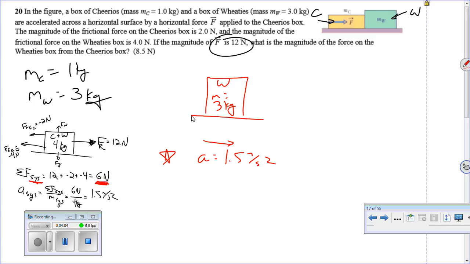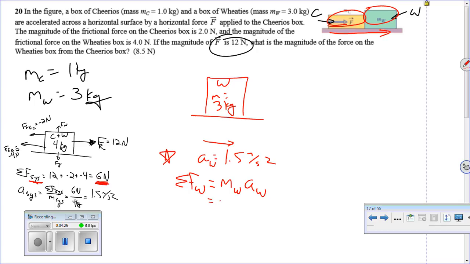This is what I'm looking for here: the net force on the Wheaties box. So to find that, I'm going to multiply the mass of the Wheaties box by the acceleration of the Wheaties box. Now notice, the acceleration of the Wheaties box is the same as the acceleration of the system, right? Because if you push one box, then both boxes are going to move along together, right? Okay, so here we go.